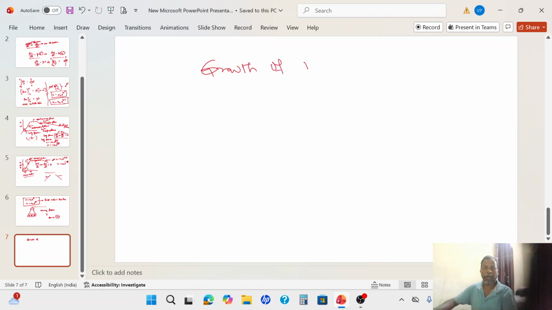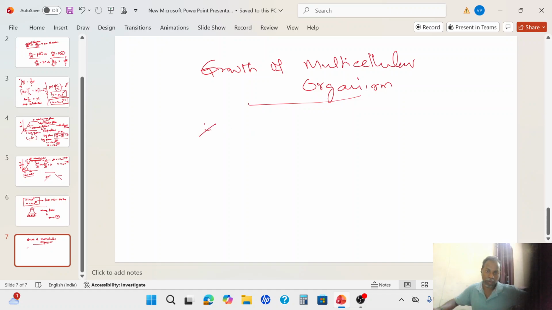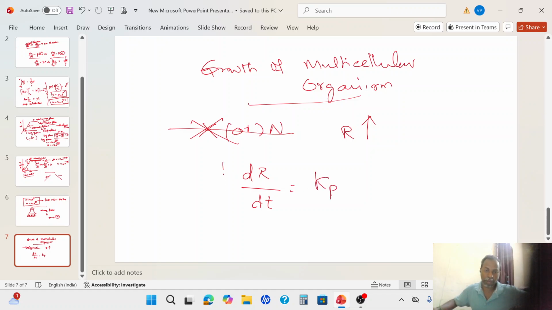Growth of multicellular organism. As I already mentioned, it is not going to be formed as biomass or an increase in the number of cells. So this is not going to be formed. Hence, it is going to grow in the form of an increase in the radius of the cells. So it can be written as dr by dt is equal to some constant kp.